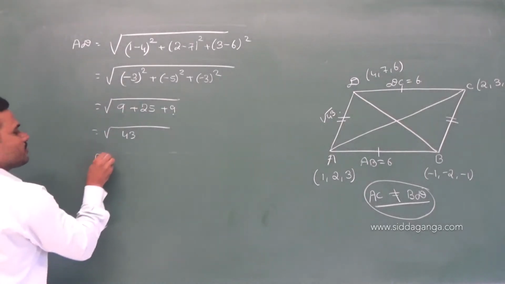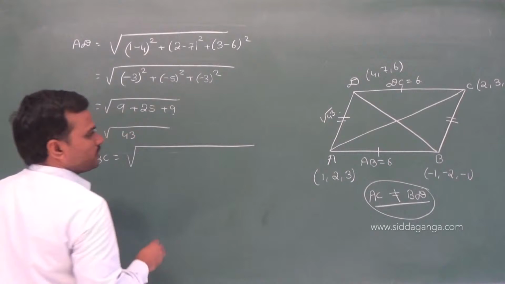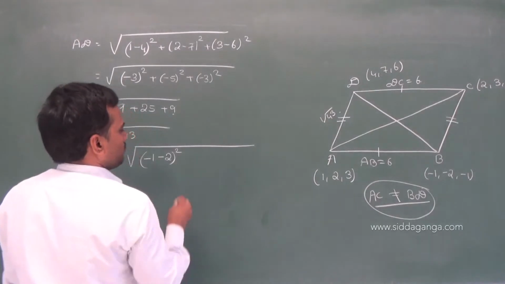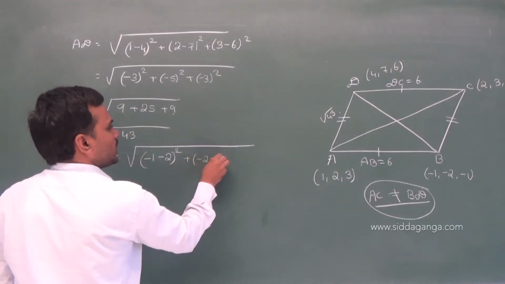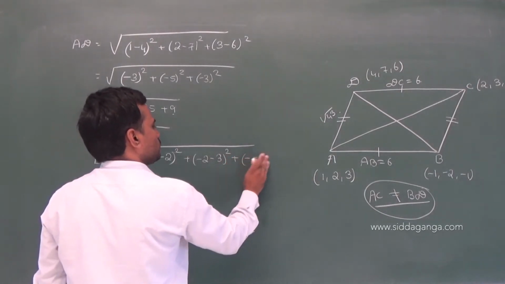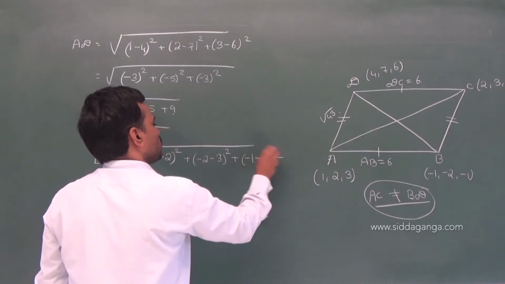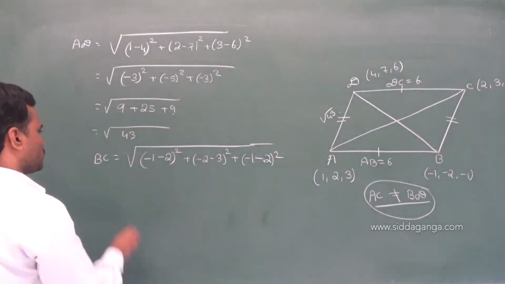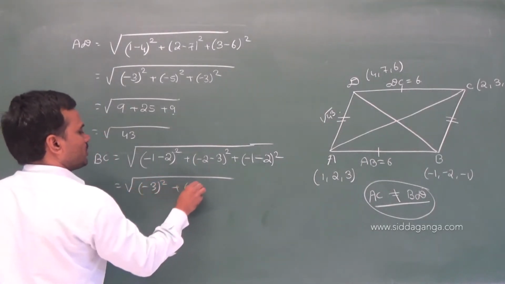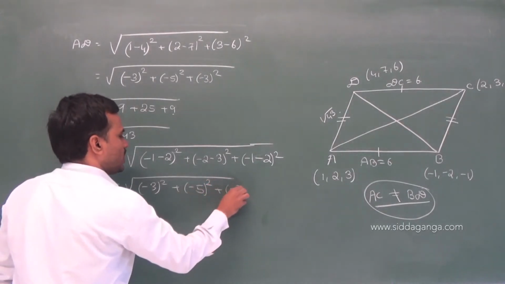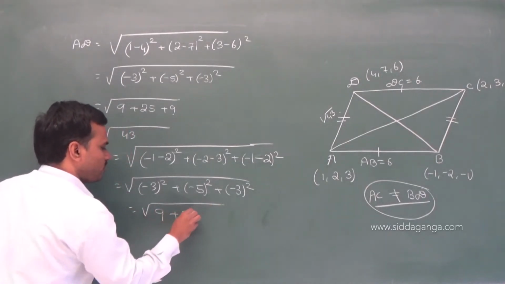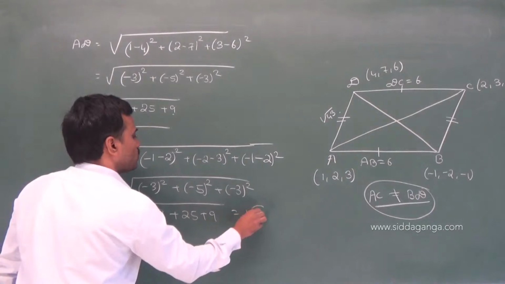We check BC. Square root of B to C. Minus 1 minus 2 whole square, plus minus 2 minus 3 whole square, plus minus 1 minus 2 whole square. That is equal to square root of minus 3 whole square plus minus 5 whole square plus minus 3 whole square. So minus 3 whole square is 9, plus 25 plus 9. Again it is root 43.